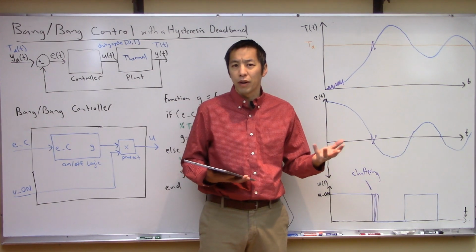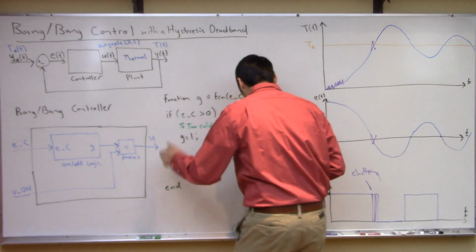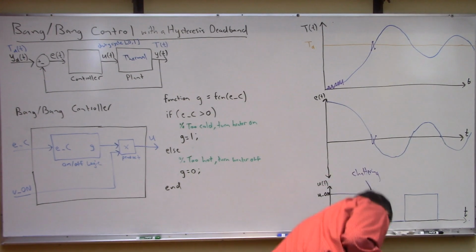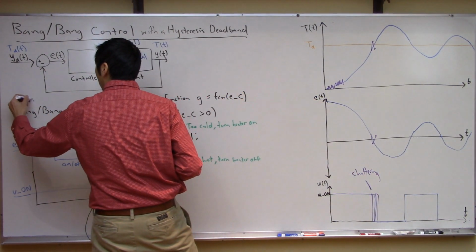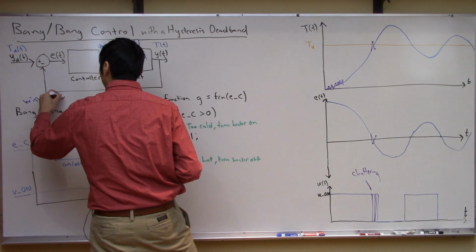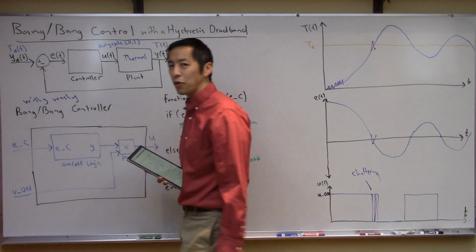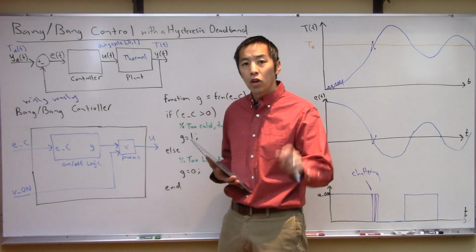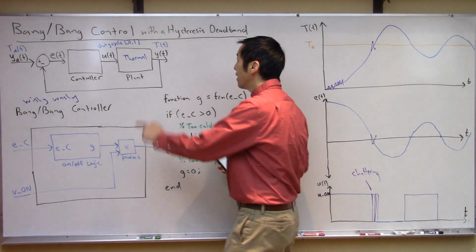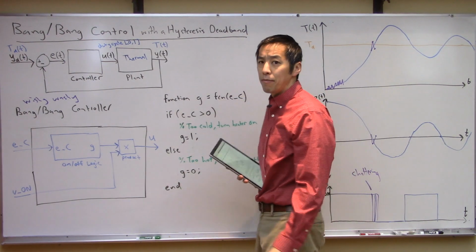That's kind of what's going on, right? So in effect, I guess we could call this the problem with this bang-bang controller: it's wishy-washy, if that's the technical term for it. It just can't make up its mind. It's flip-flopping back and forth. So to fix that, let's add what's known as a hysteresis deadband, okay?